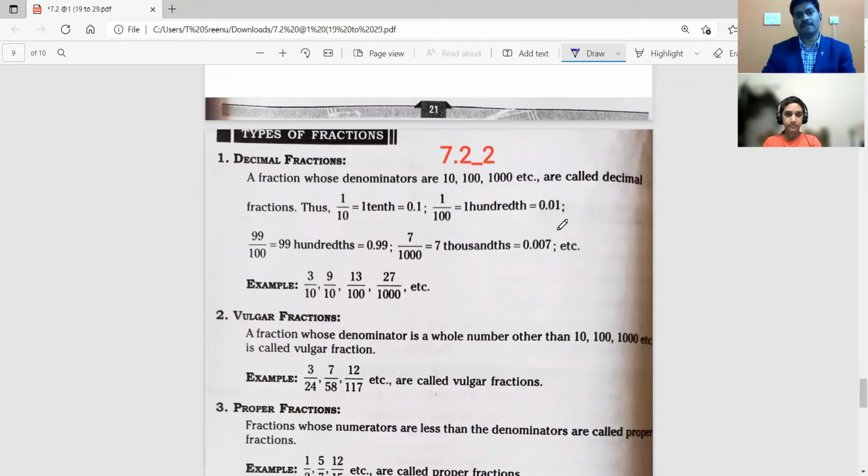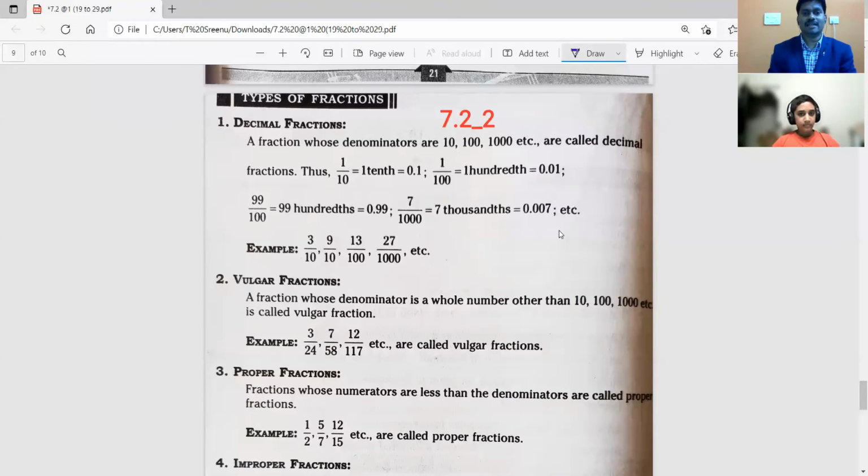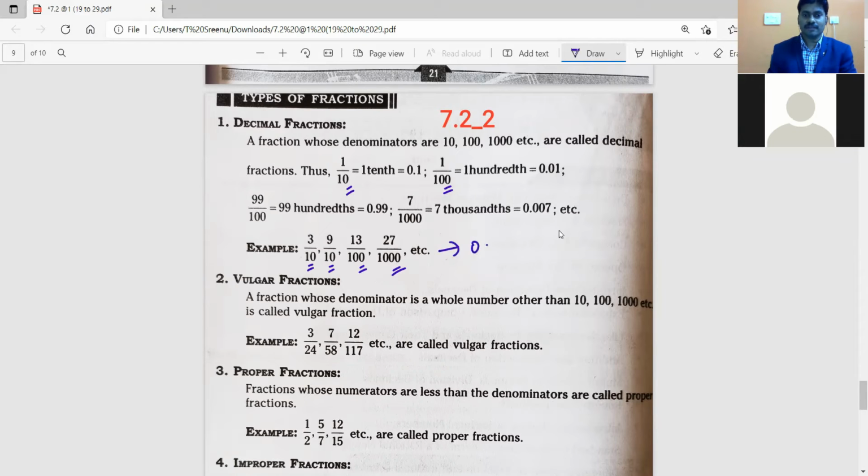Decimal fraction. Decimal fraction means the denominator must be in tens, in zeros like this: 3 by 10, 9 by 10, 13 by 100, 27 by 1000. These we can express as decimals. 3 by 10 we will write as 0.3. 9 by 10 we will write as 0.9. 13 by 100 we will write as 0.13. 27 by 1000 we will write as 0.027. So these are called decimal fractions.